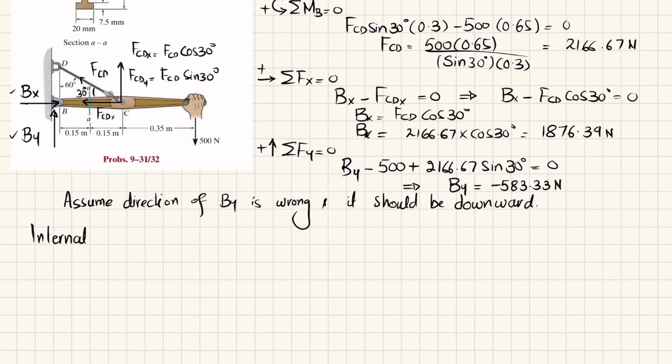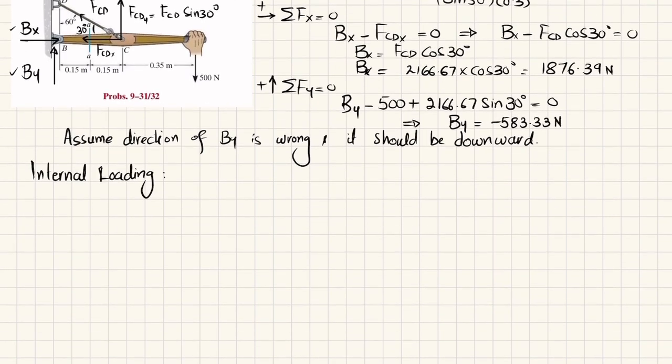We are going to find the internal loading at section AA in order to show what forces are acting over here. So when you section it at this point, this is section AA, and this will be the beam like this, not like this. It will be like this. So this is point B, with Bx and By.